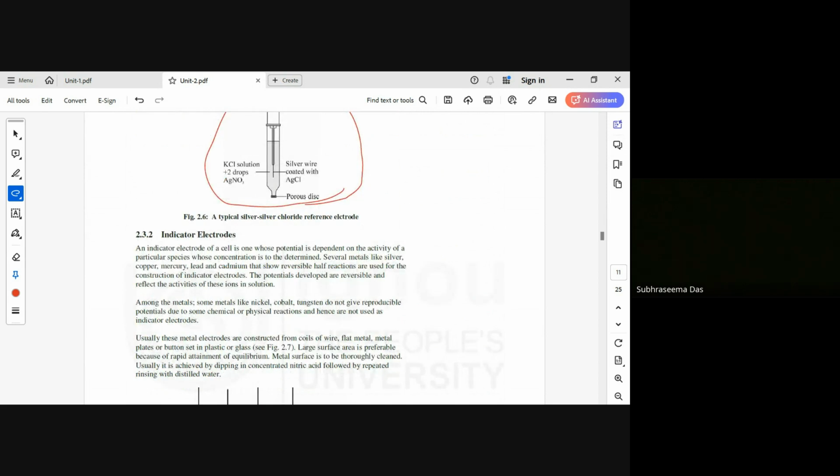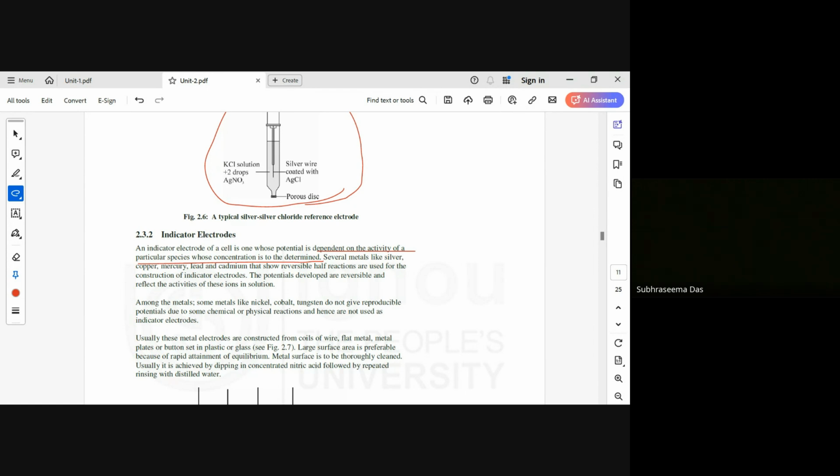These are all examples of reference electrodes. Next, we will talk about indicator electrodes. An indicator electrode of a cell is one where the potential is dependent on the activity of a particular species whose concentration is to be determined. So we have several metals like silver, copper, mercury, lead, cadmium that show reversible half reactions.